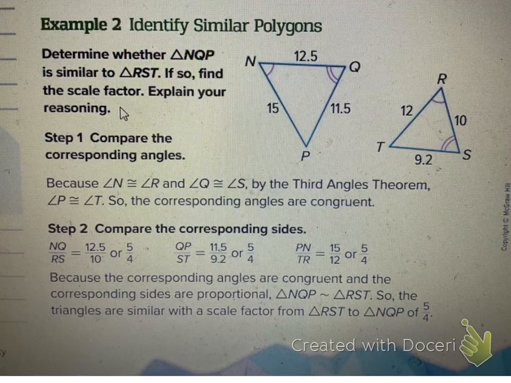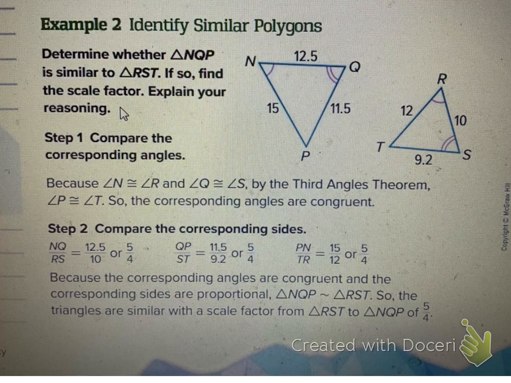Example 2 right here, we're going to determine whether the triangles are similar. If so, find the scale factor and explain your reasoning. So first, we need to compare the corresponding angles. Because N is congruent to R and Q is congruent to S, by the third angles theorem, P is going to be congruent to T. So the angles are congruent.